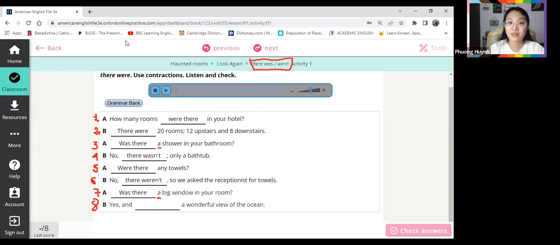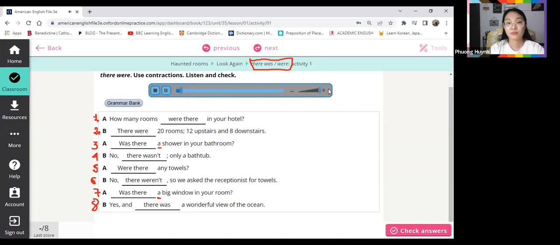Câu 8 thì mình nói gì vậy? Câu trả lời. Was there a big window? And then yes, there. Of course. So yes, there was. Yes, there was. All right. A wonderful view of the ocean. So now let's see. Listen and check your answer. Thì mình sẽ nghe và check lại coi mình có đúng không nha bạn.